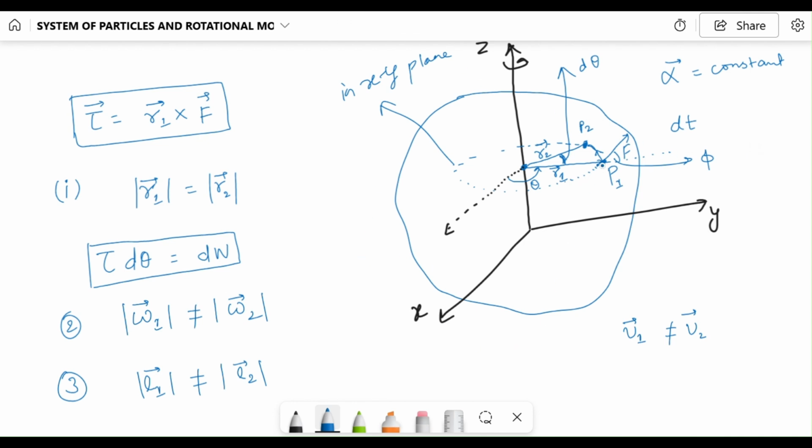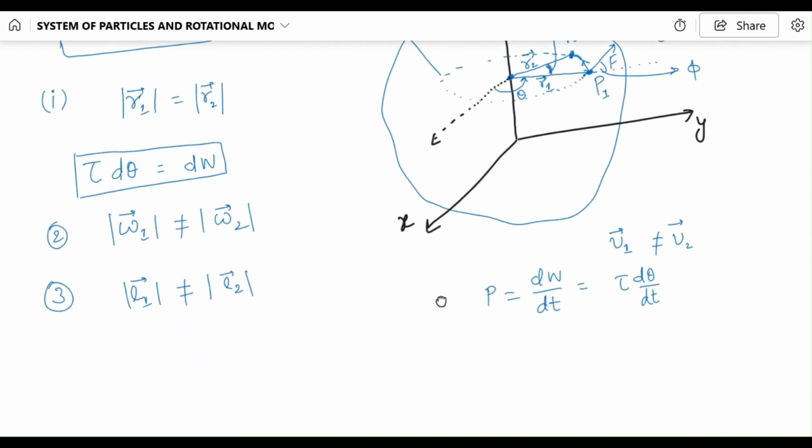Then power delivered at point P1 will be dW by dt, that is work done here by dt, and then we can write it as tau d theta by dt. Why am I saying that? Because we are taking the time derivative on both sides, and this torque is actually constant here. So we can take it outside, and then we will have this much. This is power, instantaneous power, when the particle is at point P1 and it is trying to move to point P2.